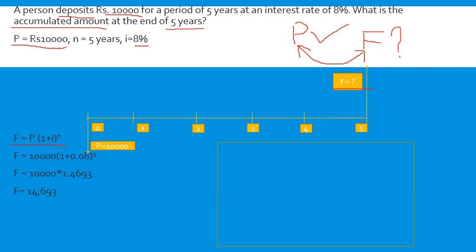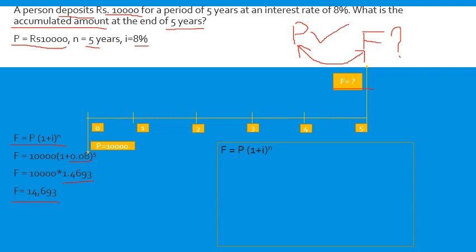So substitute i in the form of decimal as 0.08, whole raised to n. What is n? 5 years. So F is equal to 10,000 multiplied by 1.08 to the power of 5. From where do I get that 1.4693? By calculating 1.08 to the power of 5, I get 1.4693, and when I multiply them, I get 14,693.